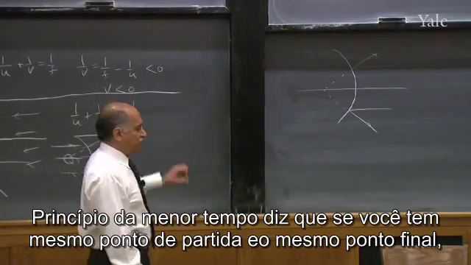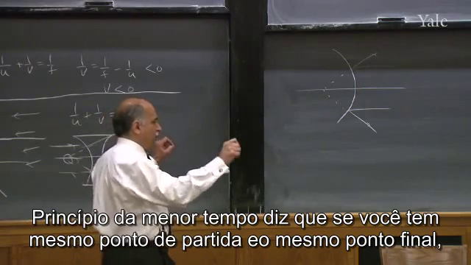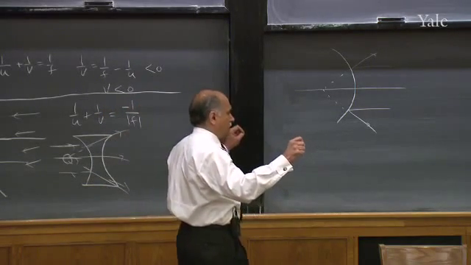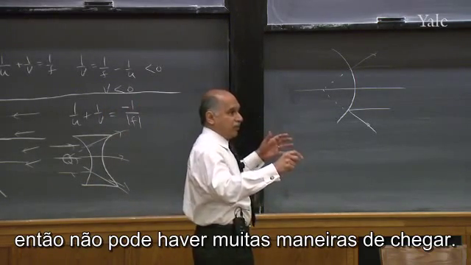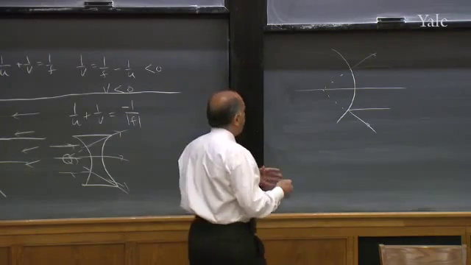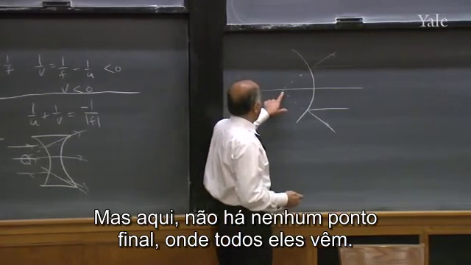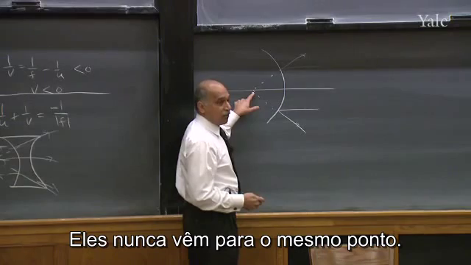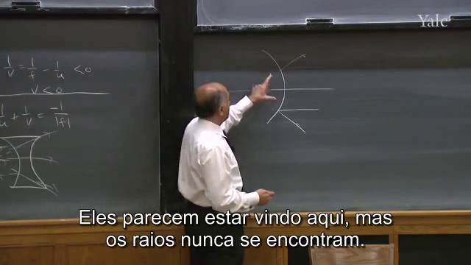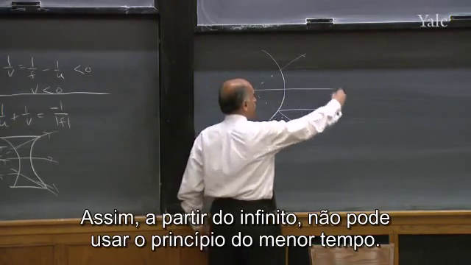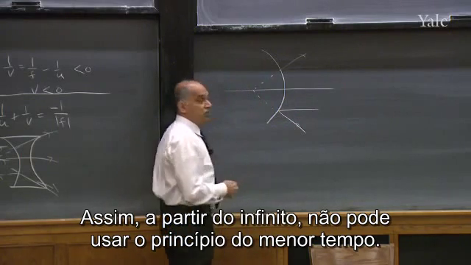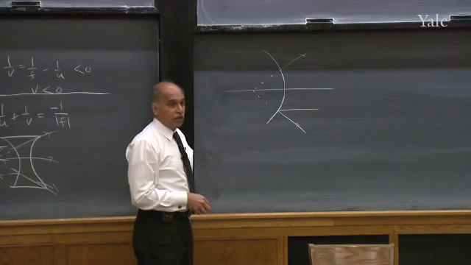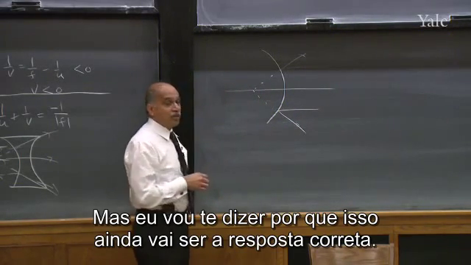Principle of least time says if you have the same starting point and the same ending point, then there can be many ways to reach. Then you have a focusing effect. But here, there is no end point where they all come. They never come to the same point. They seem to be coming from here, but the rays never meet. So starting from infinity, you cannot naively use the principle of least time. But I'll tell you why this is still going to be the correct answer.